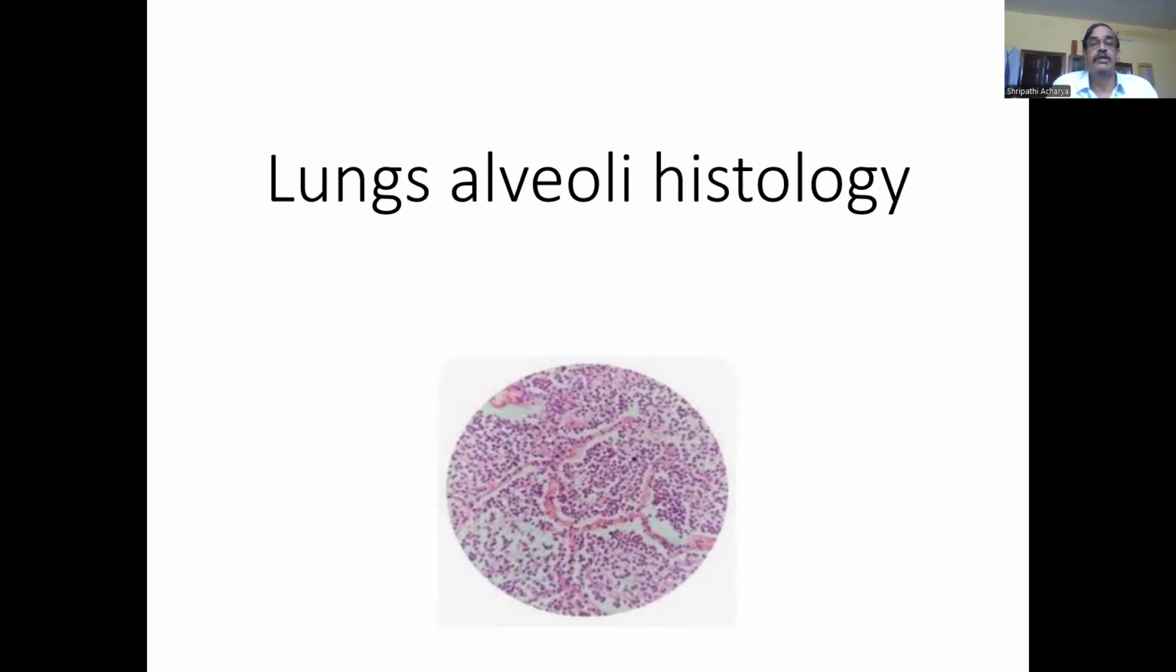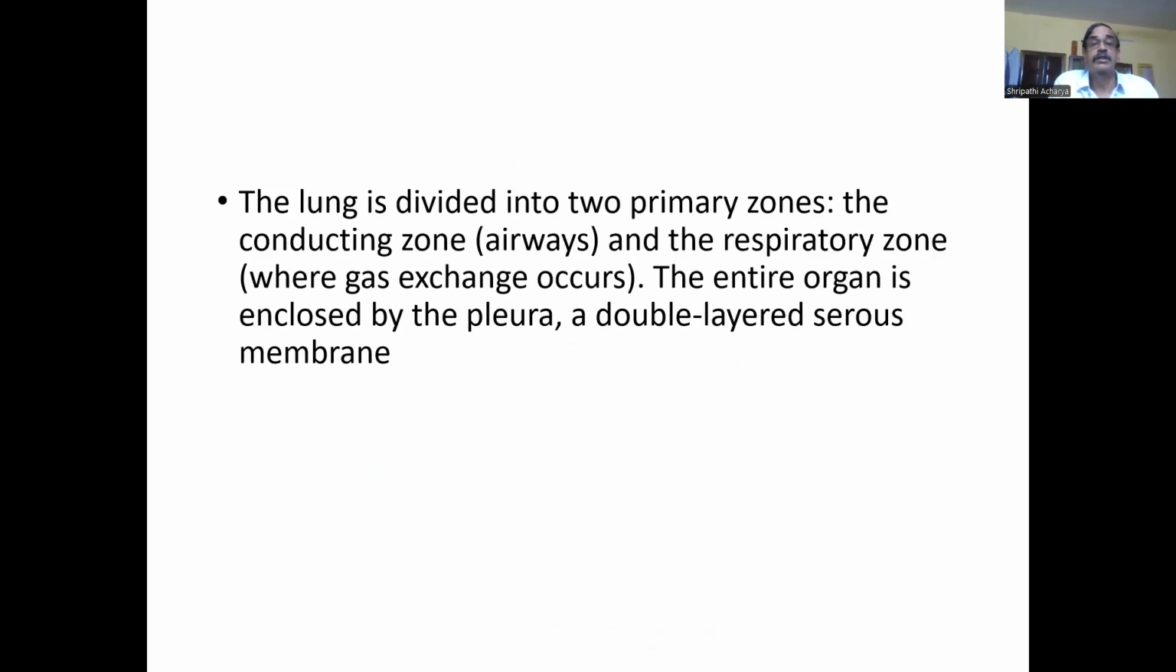Next, lungs, alveoli. The lung is divided into two primary zones: the conducting zone, the airways, and the respiratory zone, where gas exchange occurs. The entire organ is enclosed by the pleura, a double-layered serous membrane.